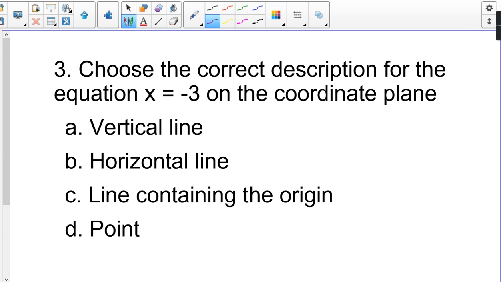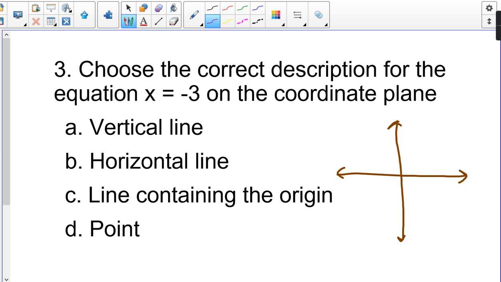Question 3. Choose the correct description for the equation x equals -3 on the coordinate plane. So we just saw this in the previous video. I'll show you a quick sketch of a graph, just in case you did not see that.